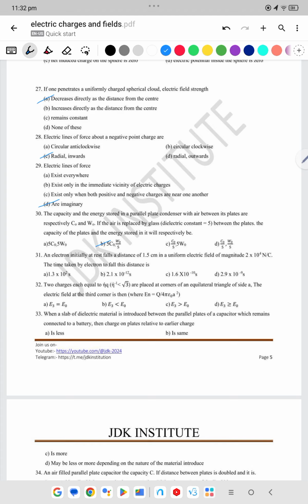The capacity and the energy stored in a parallel plate condenser with air between the plates are respectively C0 and W0. If the air is replaced by glass of dielectric constant K between the plates, the capacity of the plates and the energy stored in it will respectively be K C0 and W0 by K.